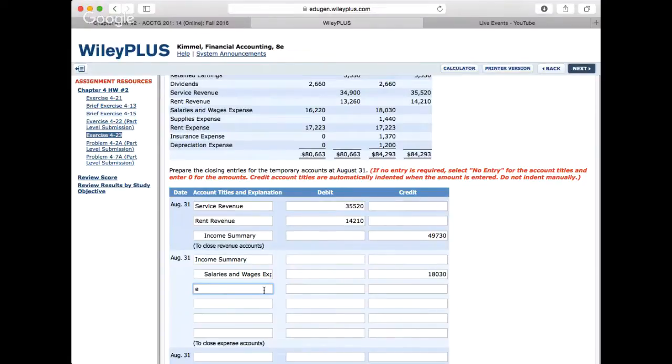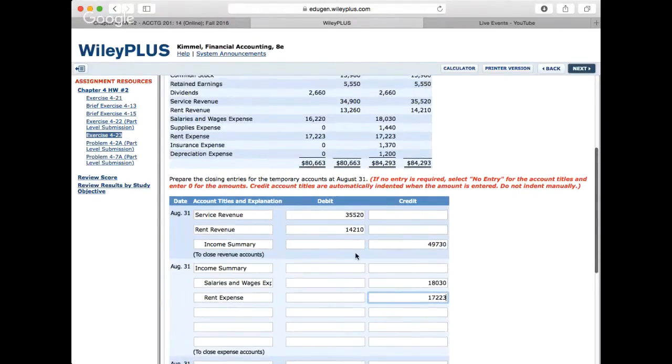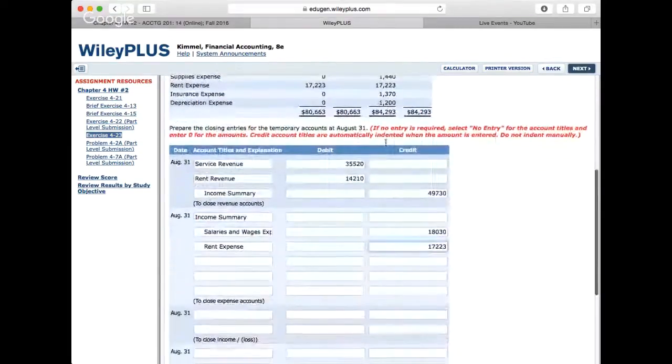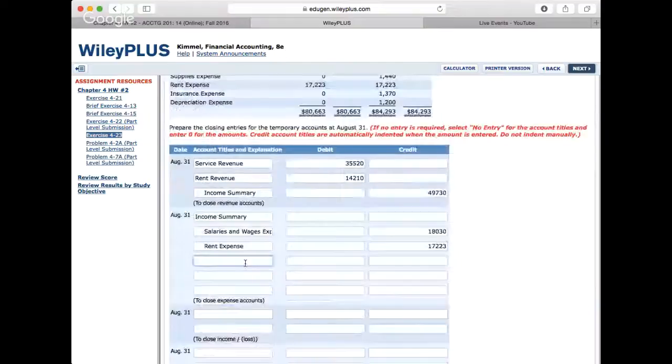After that, we have the rent expense, which portion is at $17,223. See right here, we're taking from the after adjustment as well. The next account we have is supplies. That expense was the total of $1,440.